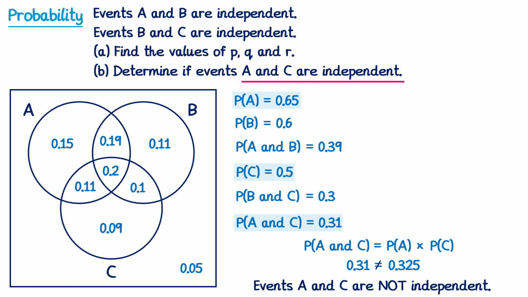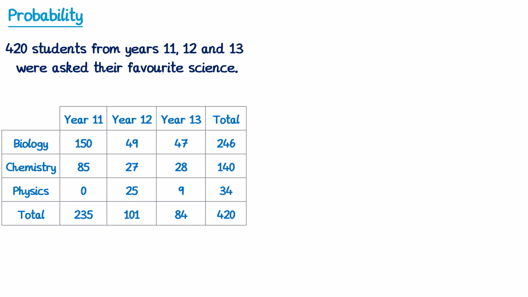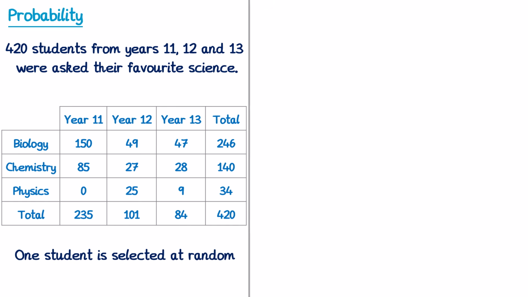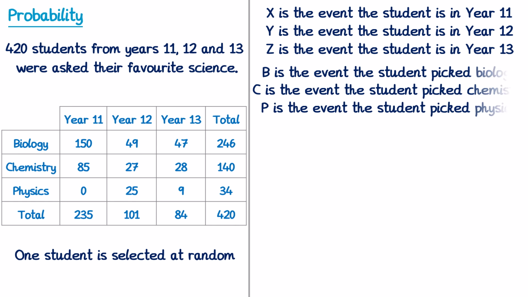Sometimes probability questions don't involve Venn diagrams at all. In this question here, 420 students from years 11, 12 and 13 were asked their favourite science, and here's a table of the results. One of the students is selected at random, and we are told that X, Y, and Z are the events the students were in years 11, 12, and 13 respectively, and also events B, C, and P were the events that the student's favourite subject was biology, chemistry, and physics.